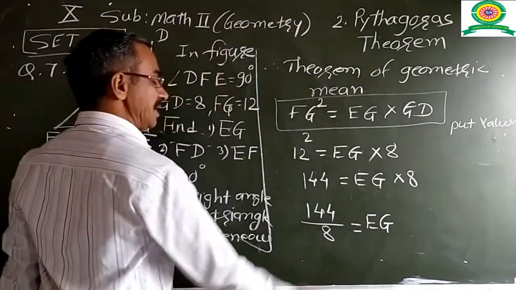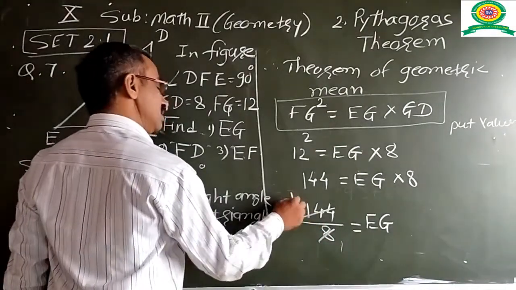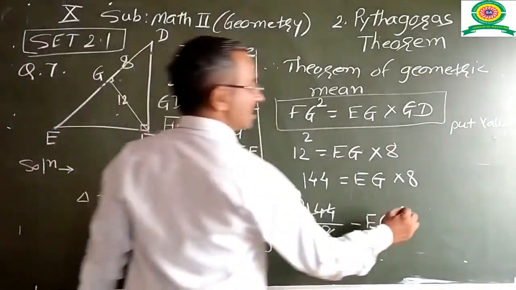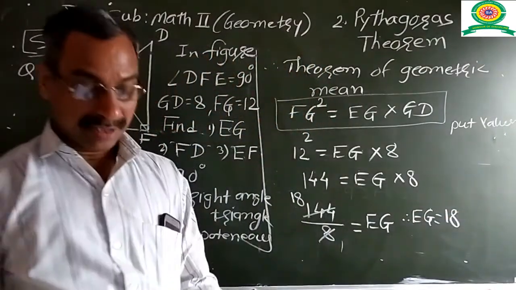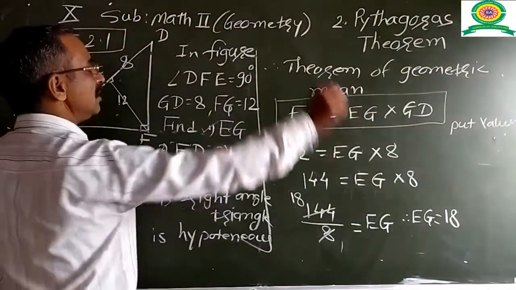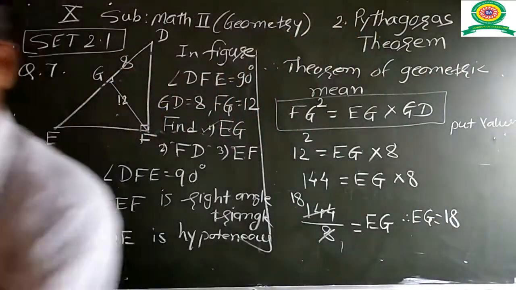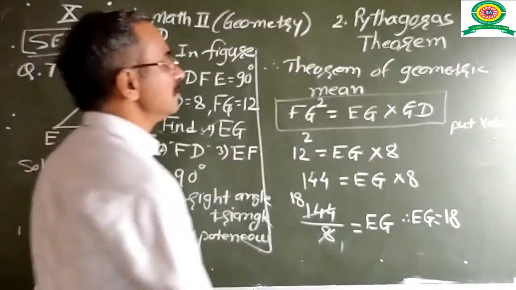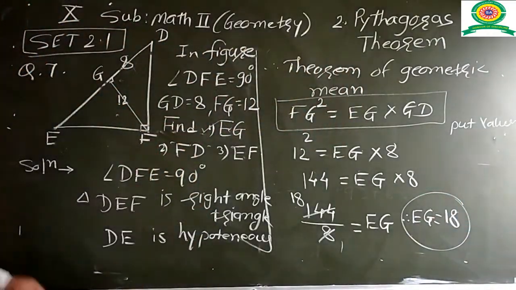So by dividing, 8 ones are 8, 14 minus 8 is 6, 8 eights are 64. Therefore the value of EG is 18 units. We found the value of EG by using the theorem of geometric mean, by putting the values and dividing. EG is equal to 18. That is the first answer we calculated. Then the second answer.